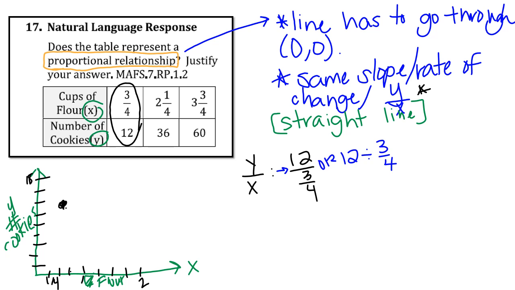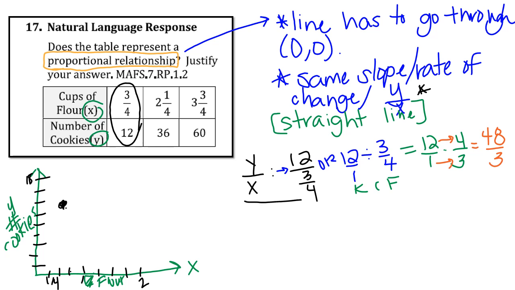And I'm going to make the 12 a fraction since everything else is by putting it over 1. And then I'm going to do keep, change, flip. So keep, change to a multiplication, and flip. And when I multiply this, I get 12 times 4, which is 48. And then 1 times 3, which is 3. And I'm going to leave it like that because I want to see if I get the same thing every single time. So that's the first one.